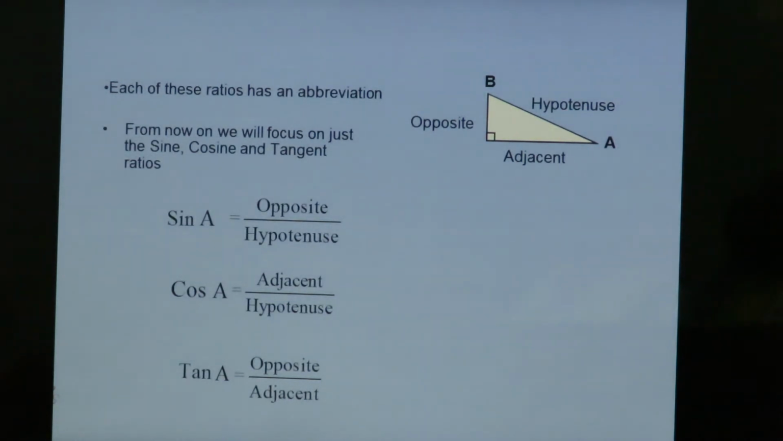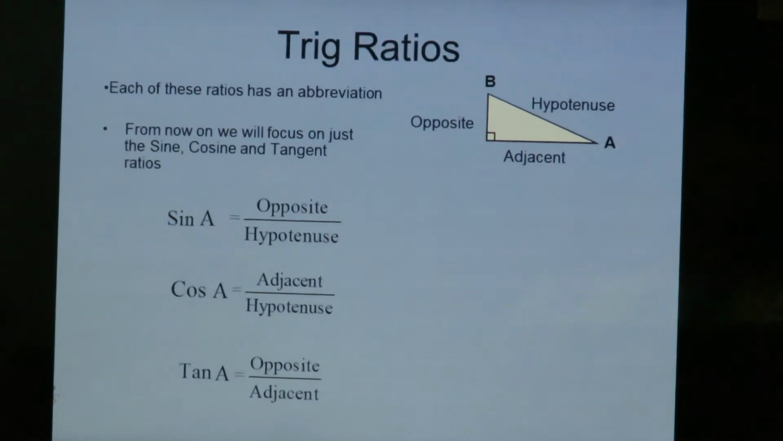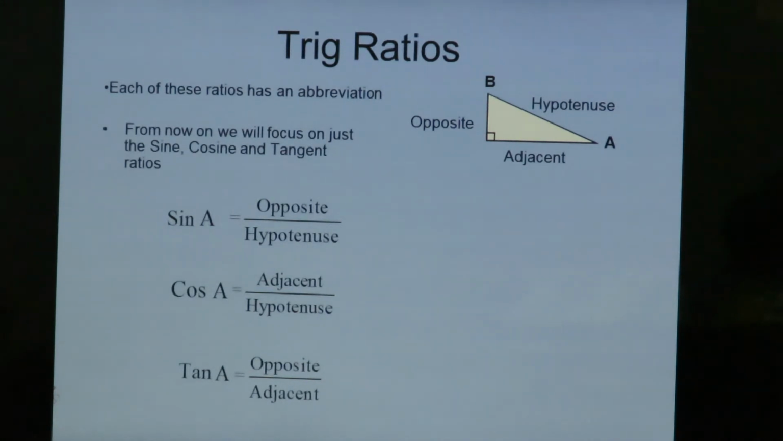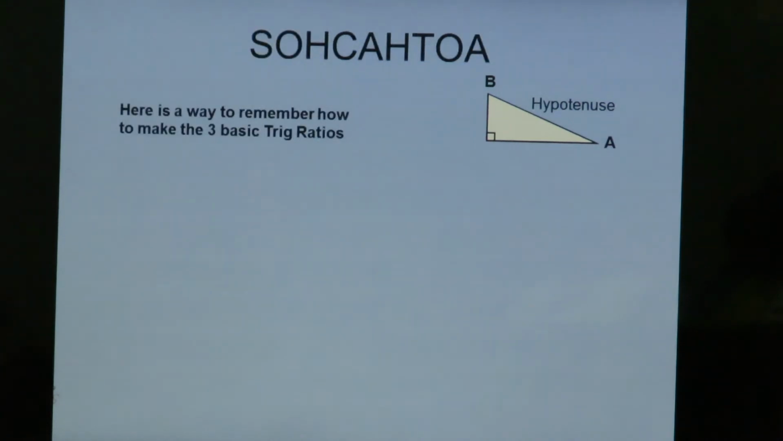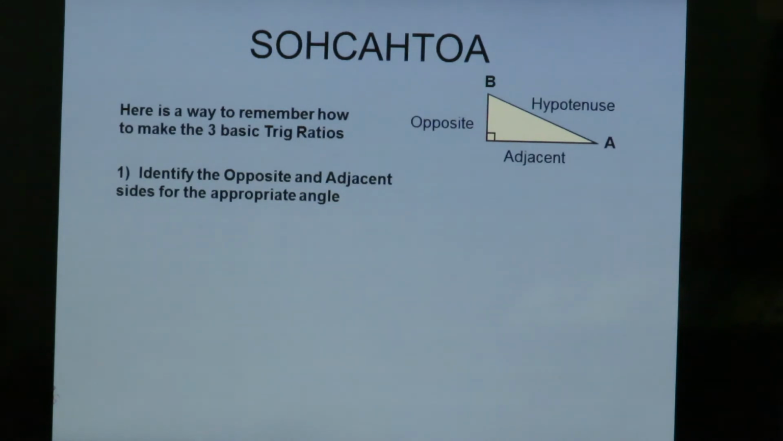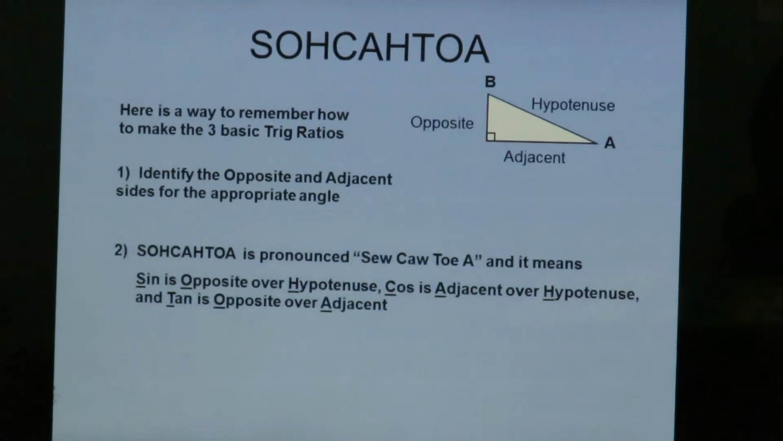Sin A is equal to opposite by hypotenuse, cos A equal to adjacent by hypotenuse, tan A equal to opposite by adjacent side. These are the trigonometric ratios, the definitions, and we can also call them formulas. And here is a way to remember how to make the three basic trig ratios. Identify the opposite and adjacent sides for the appropriate angles.